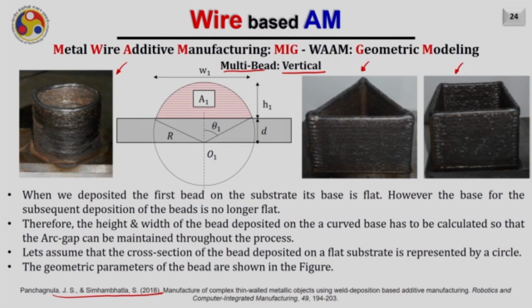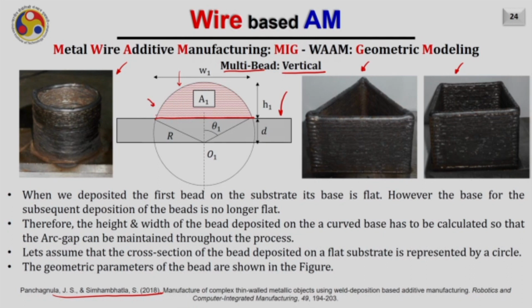Theoretically, when a droplet falls onto a substrate which is flat in nature, the bead looks something like this. However, when we keep on depositing the beads on the top, the base surface is no longer flat. For the first bead, it is a flat base, but for the subsequent beads, the base will be a curved surface. Therefore, the height and width of the bead deposited on the curved base have to be calculated so that the R gap can be maintained throughout the process.